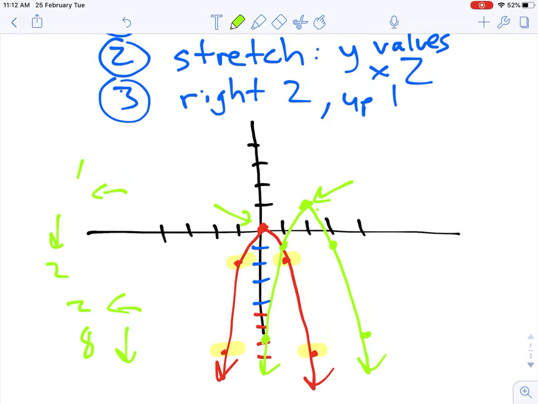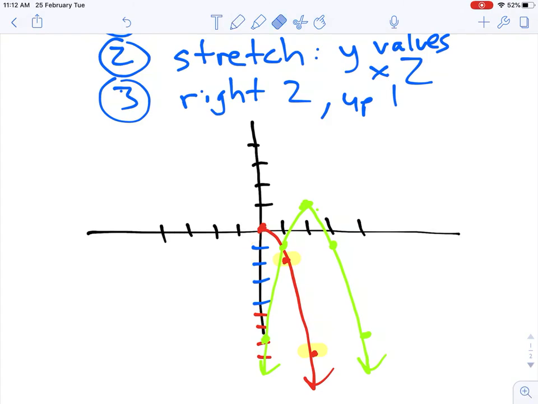So you can go right and left 1 and then down 2, and then right and left 2 and down 8. But if that's too confusing, you can just take, like I said, all 5 points and move them right 2 units and up 1. So our final graph is going to be this green one. Well, you get the idea. So there it is. All right.